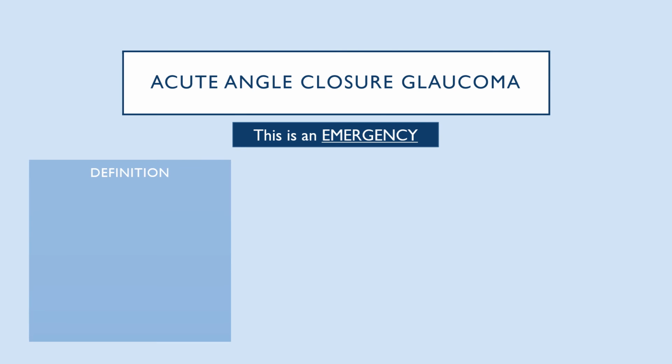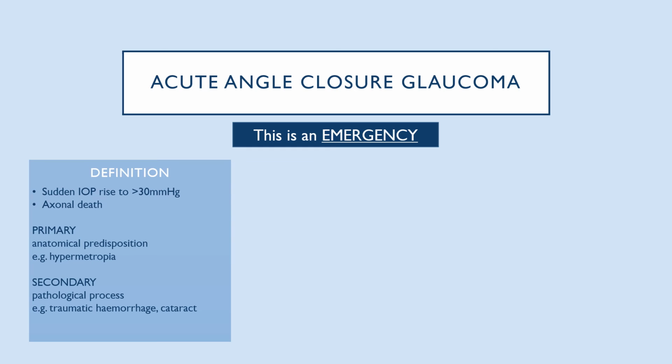So if we move on to briefly look at acute angle closure glaucoma. This is a medical emergency. As the name suggests, it's an acute condition. The drainage angle becomes acutely closed, and this causes a sudden rise in intraocular pressure to greater than 30 millimeters of mercury, resulting in axonal death.